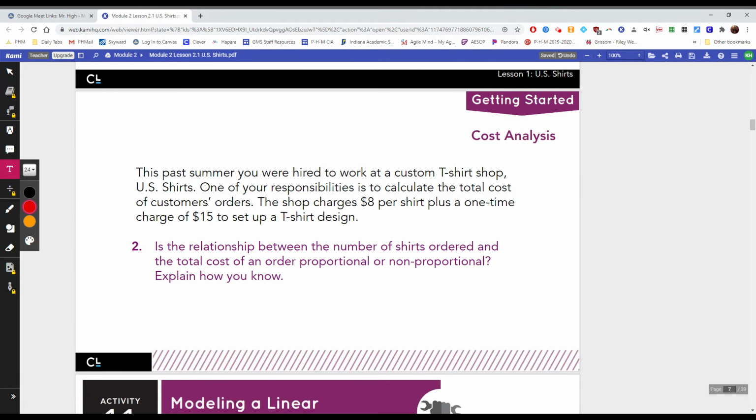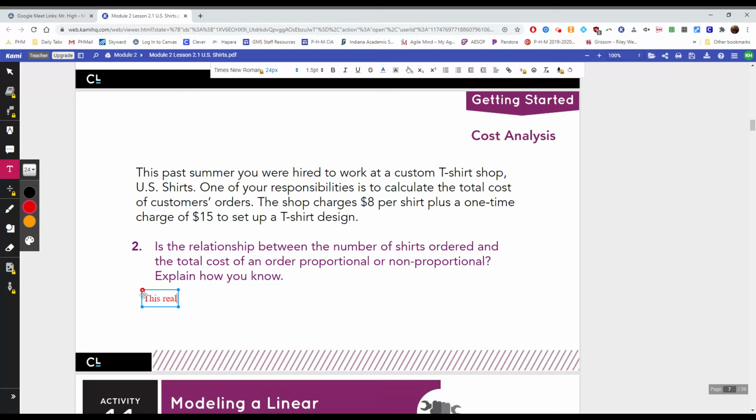Question 2: is the relationship between the number of shirts ordered and the total cost of an order proportional or non-proportional? So let's think back to proportional. Proportional means that there are constant ratios. And in a graph, it also means it is a line through the origin. The origin would be 0, 0. So 0 shirts, $0. That is not happening in this problem. No matter what, we pay $15. So this $15 is kind of like the startup cost or the starting point on the graph. It's not going to be at 0.